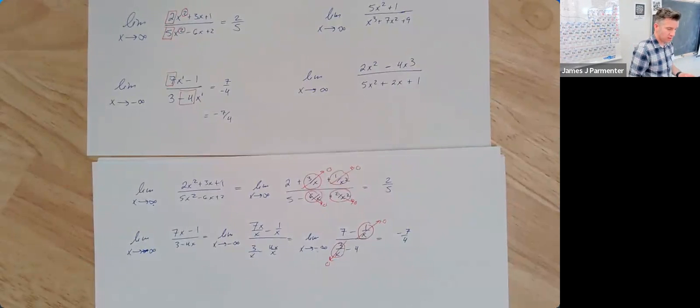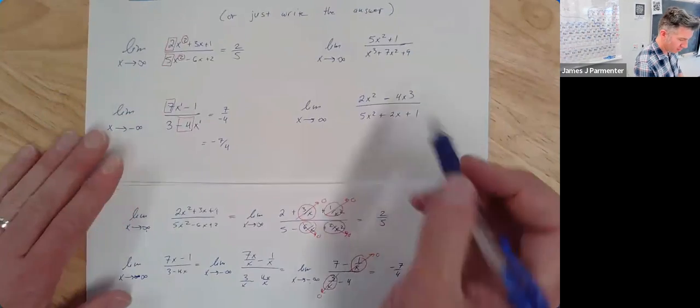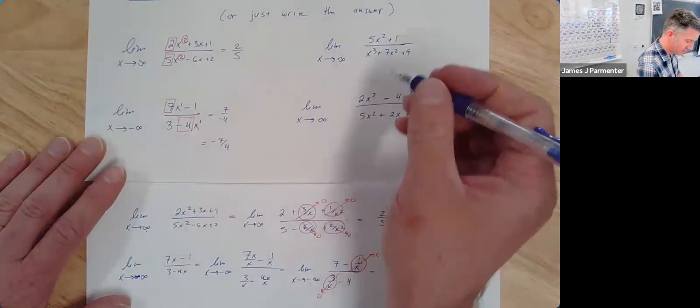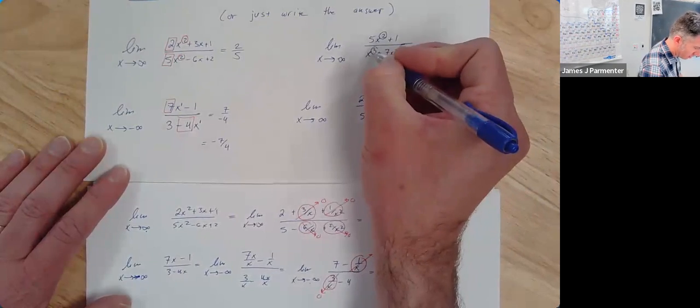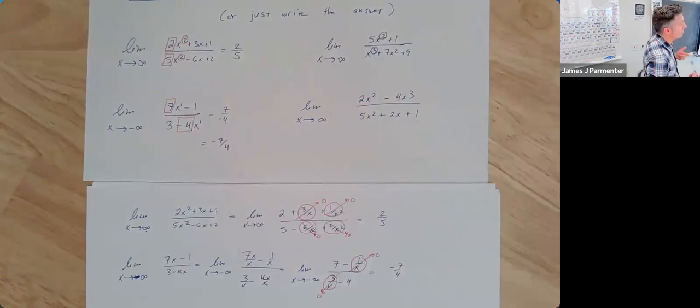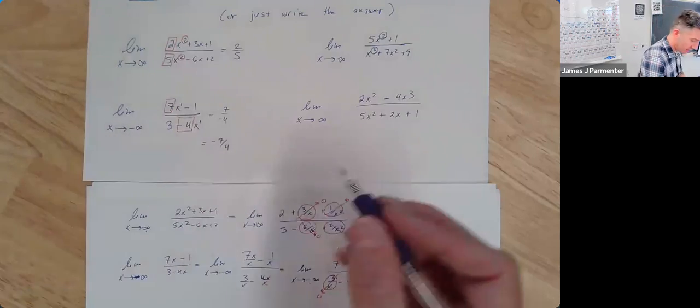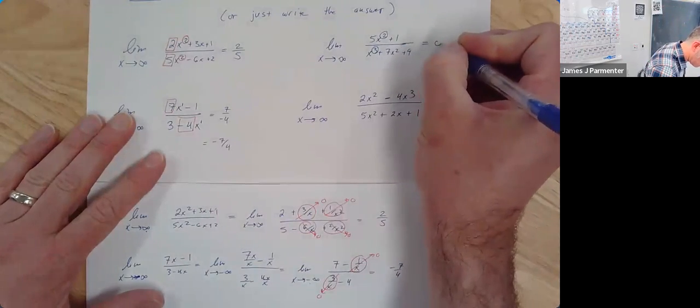For this one up here, we have a slightly different result because my highest power on the top is 2. My highest power on the bottom is 3. Here's what I would like you to think about when you're seeing this. The bottom is growing larger faster. When you have a fraction where the bottom is growing larger faster, the fraction is getting smaller. So this fraction is getting smaller and smaller and smaller. It's getting closer and closer to 0.